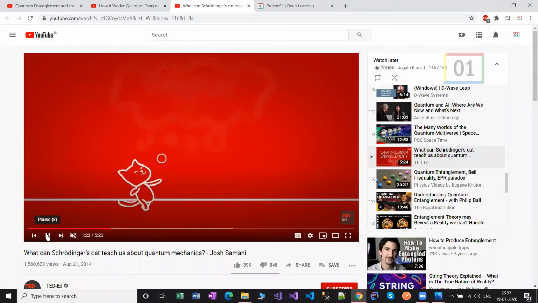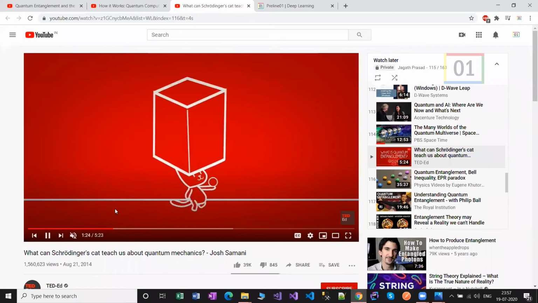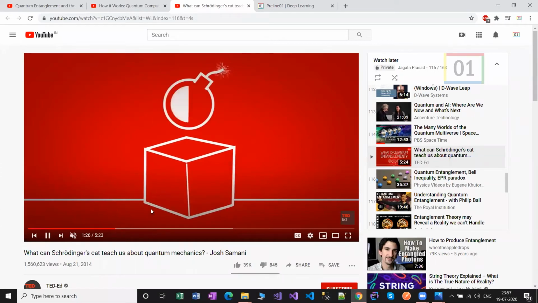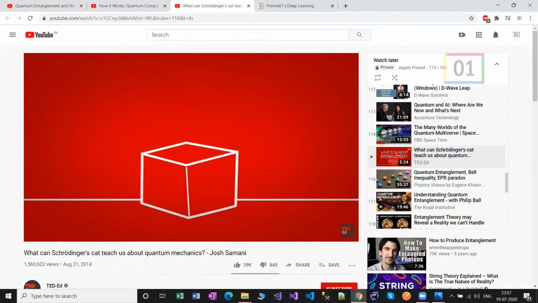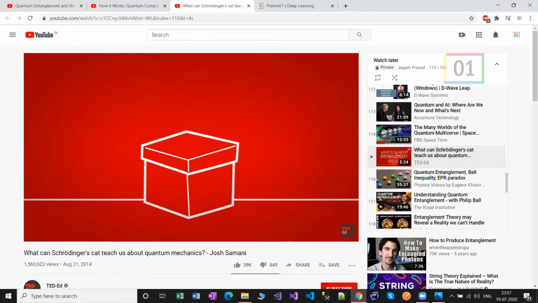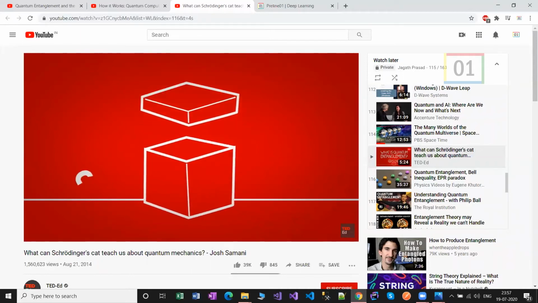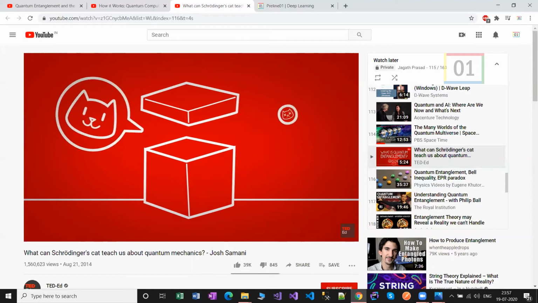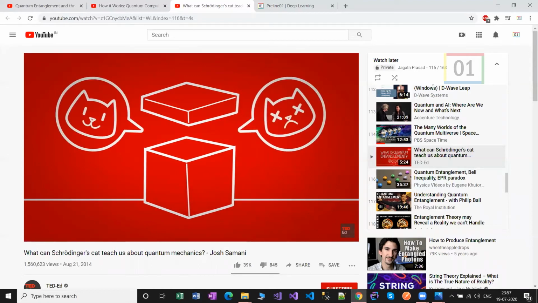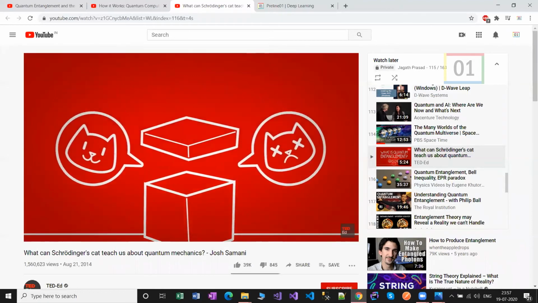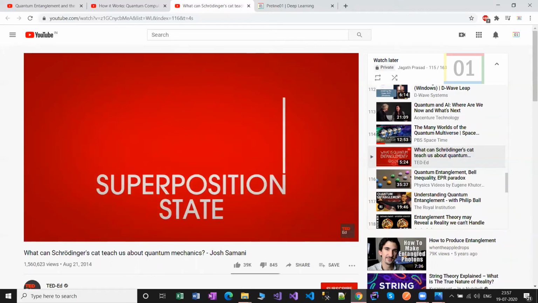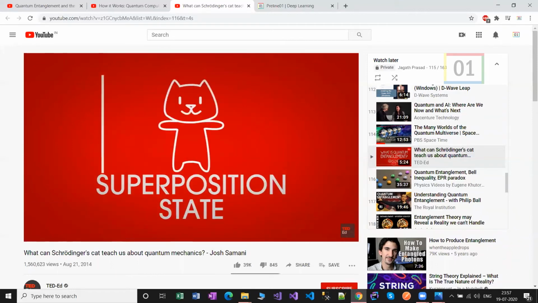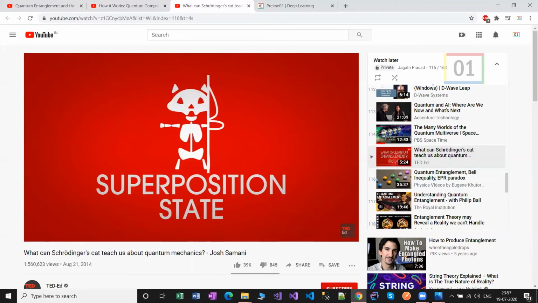Here, the cat is in the box. Either the box with the bomb, the cat may be alive or dead. Both phenomena can happen, so it can have both combinations of alive and dead. Similarly, the bits have both combinations of zeros and ones together.